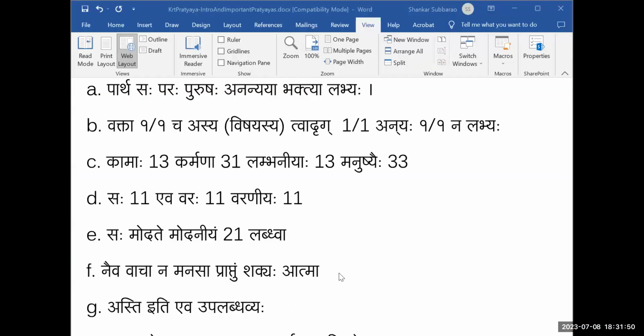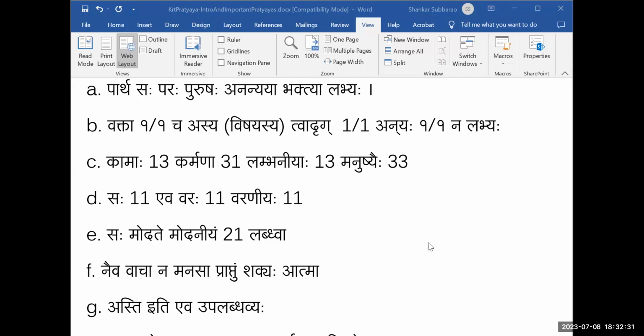Naiva vacha na manasa praptum shakyah atma. Yes, Deepti. Where will you start? Shakyah. Good. Shakyah means what? It's a verb equivalent. When I say verb equivalent, it's not a tinganta, that's all I mean. Shakyah is what? Capable of. Possible. Better.